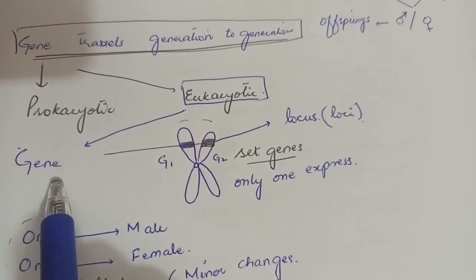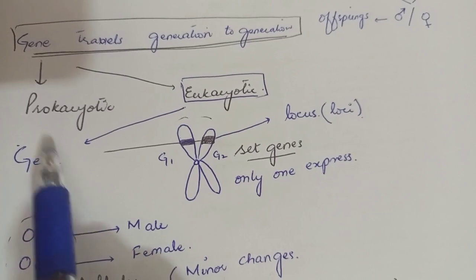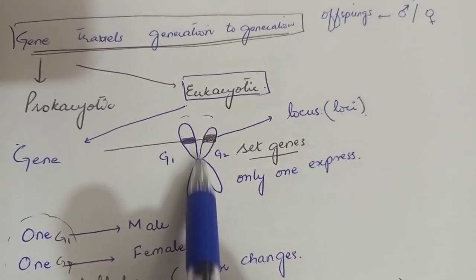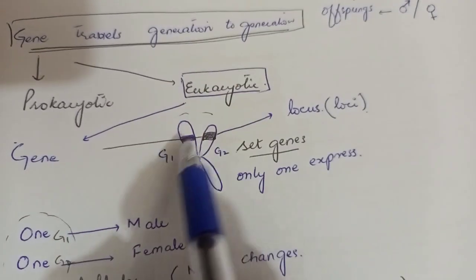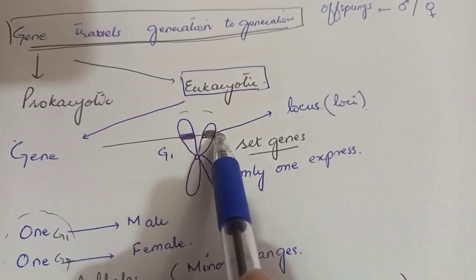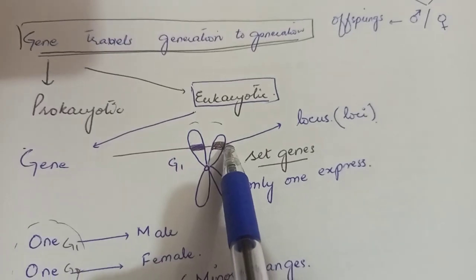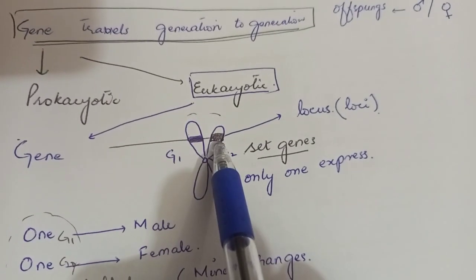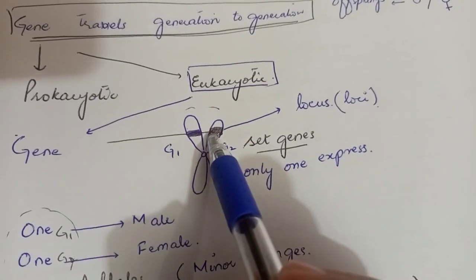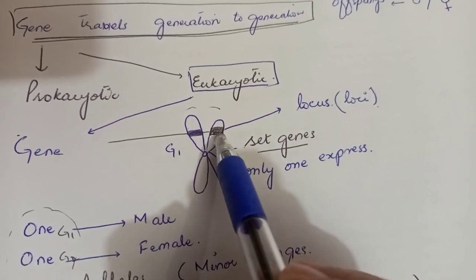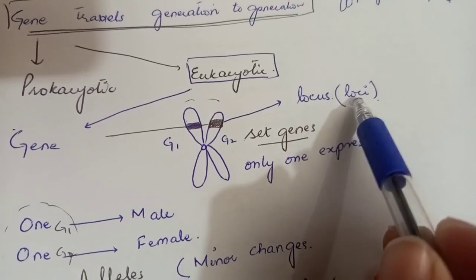What is a gene? A gene is a piece of the chromosome. This is the chromosome. Here are some genes. Genes are always present in sets, and only one gene is expressed, and the position where a gene is present is called the locus, or loci in the plural.